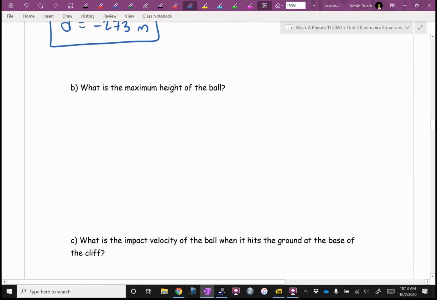B. Problem, what's B want me to find? Well, it says maximum height. So in terms of a physics concept, what's it want me to find? Okay, now we got to be a bit careful. We're at the top. So what do we know here? Is VI still 12.5? Yeah, I think the VI is still good, yes?